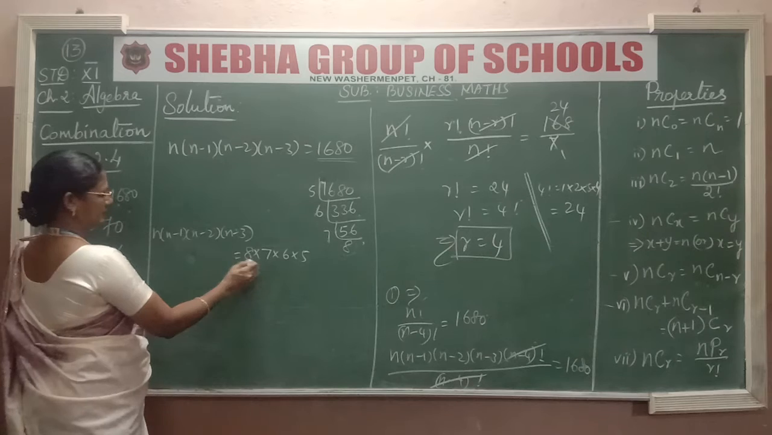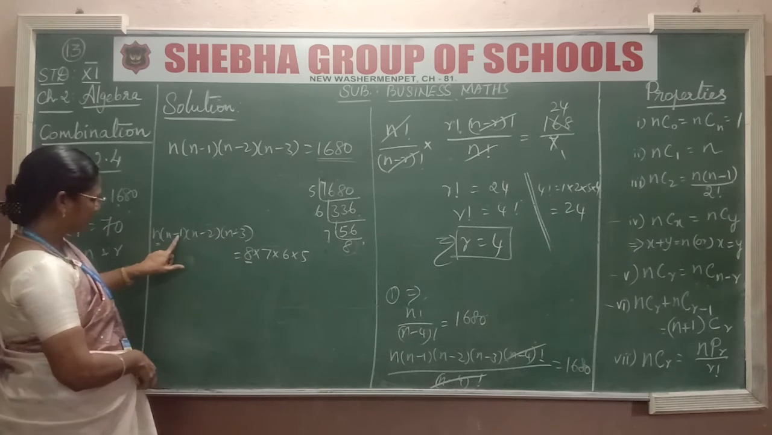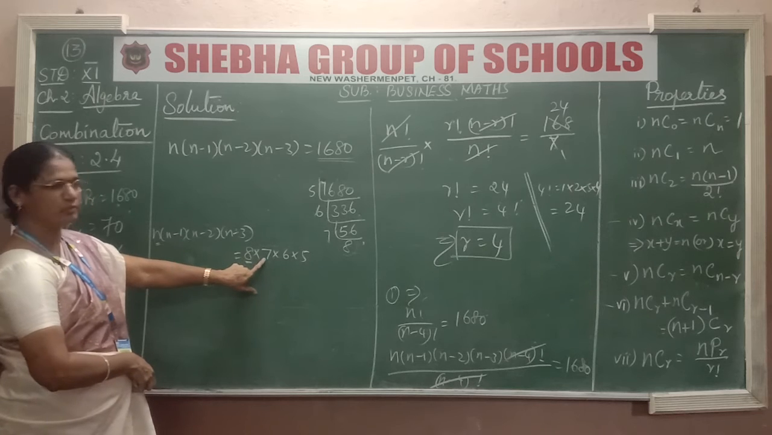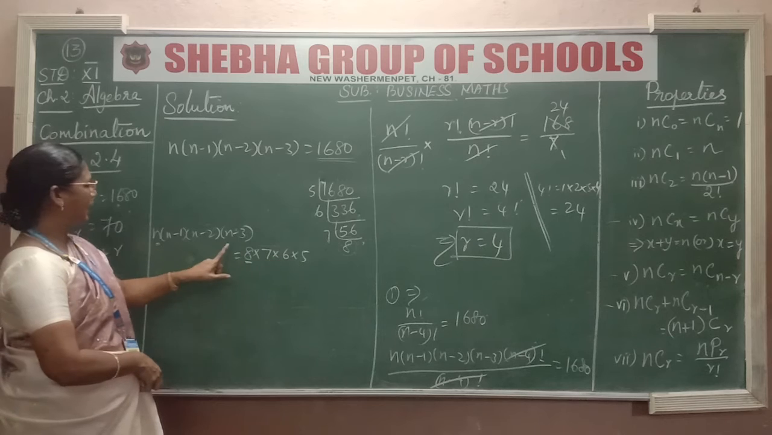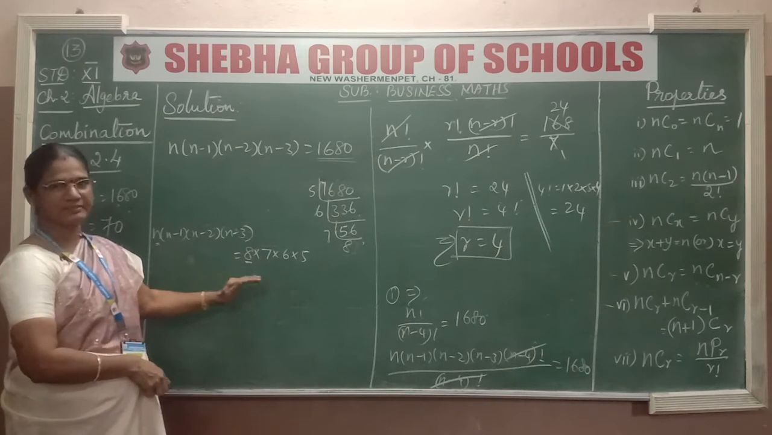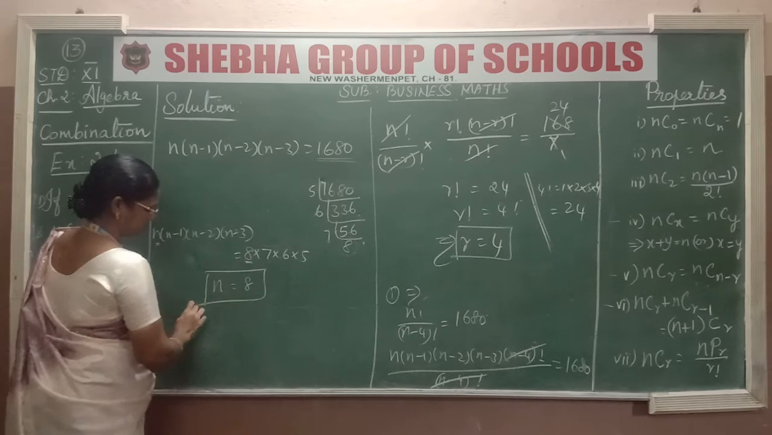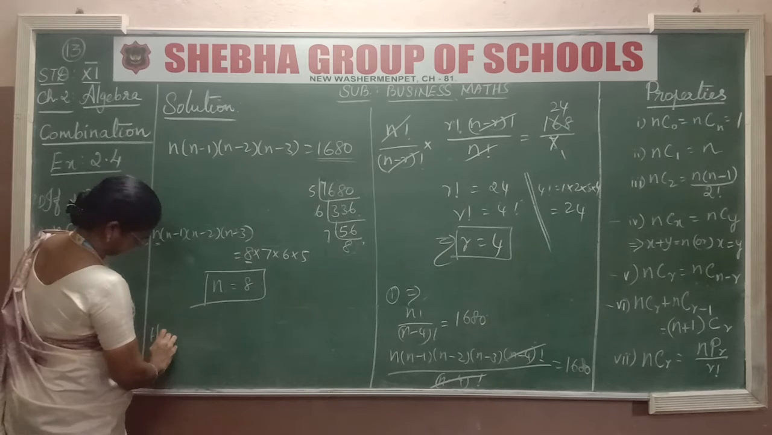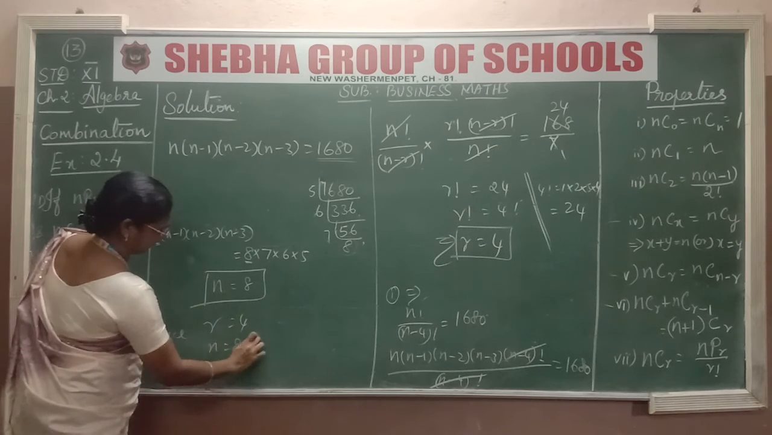Okay, consider n and 8. We take n equal to 8. Next n minus 1 becomes 8 minus 1 is 7, n minus 2 is 8 minus 2 is 6, and n minus 3 is 8 minus 3 is 5. These are satisfied. So our n value is 8. Hence our r is 4 and n is 8. Understood?